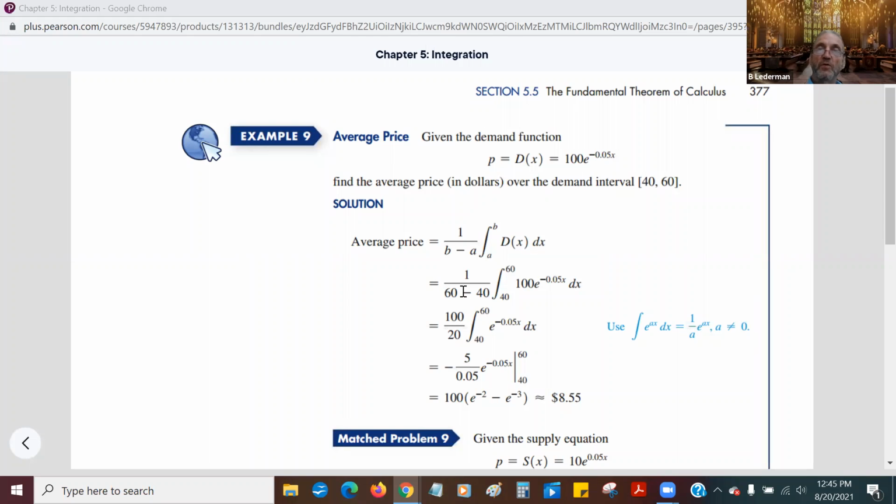So it's 1 over 60 minus 40 times the integral from 40 to 60 of this guy right here, because I'm going to pull the 100 out of the integral. 60 minus 40 is 20. And now I just do a lot of crunch, crunch, crunch. I get 100 e to the negative 2 minus e to the negative 3, which if I plug that into a calculator, I get approximately $8.55. So $8.55 is the average price in dollars over the demand interval from 40 to 60.